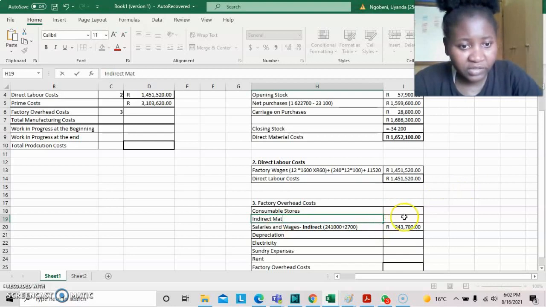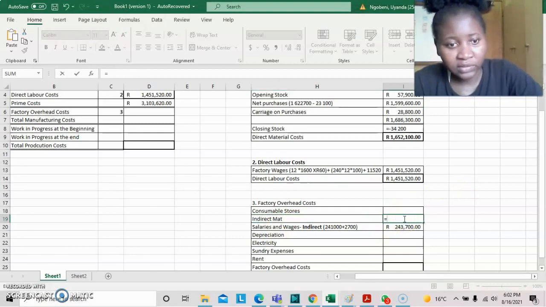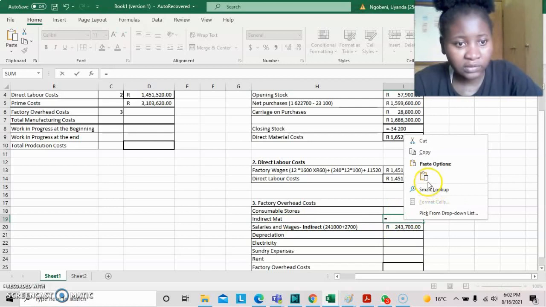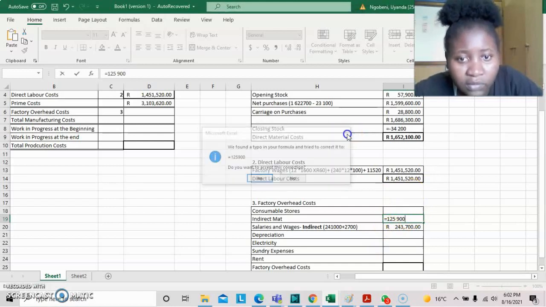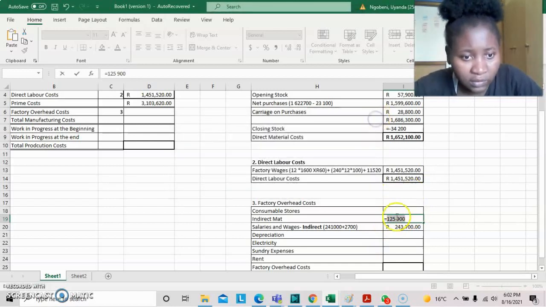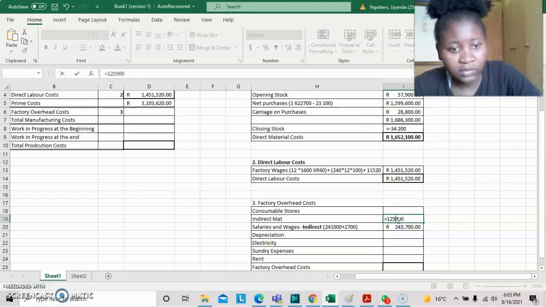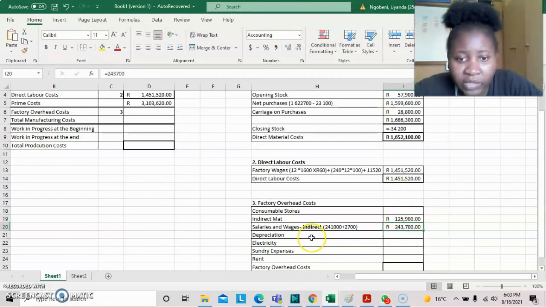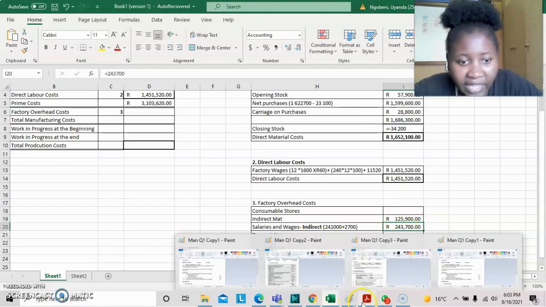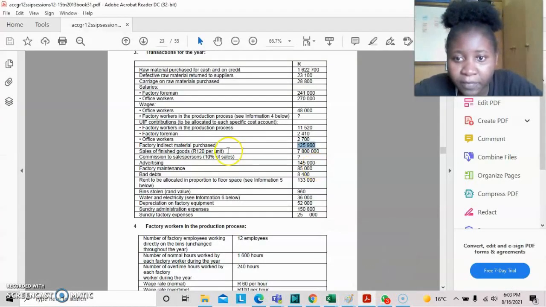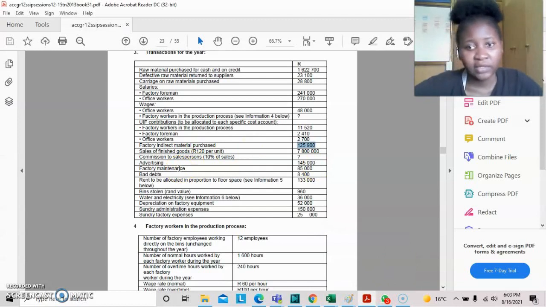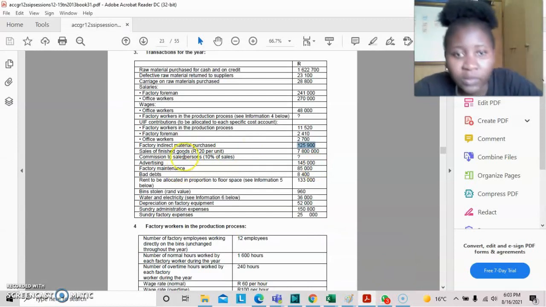Okay, indirect material. Okay, so let's see if there's anything else that we have to take into consideration. Then we have what?